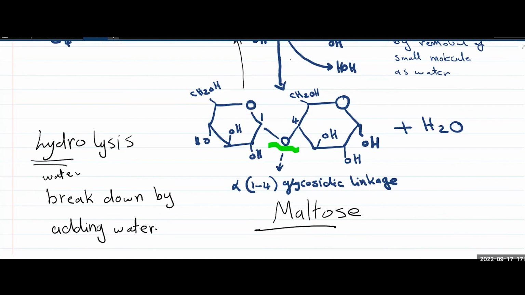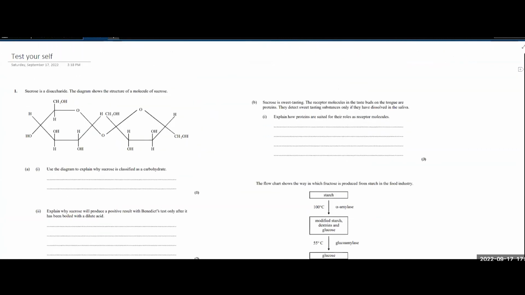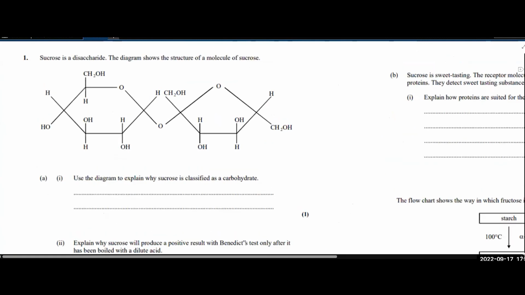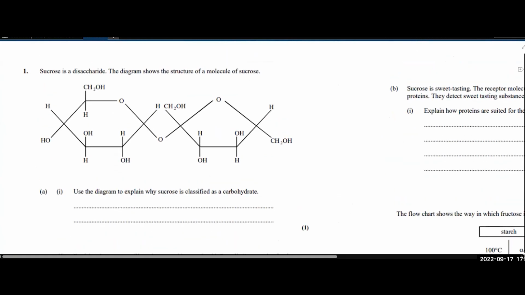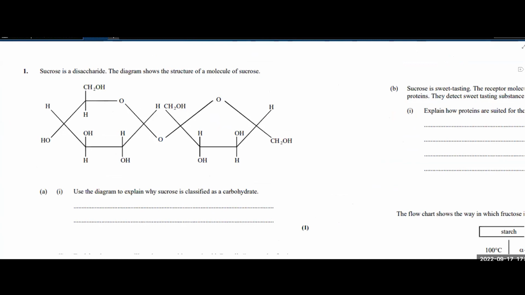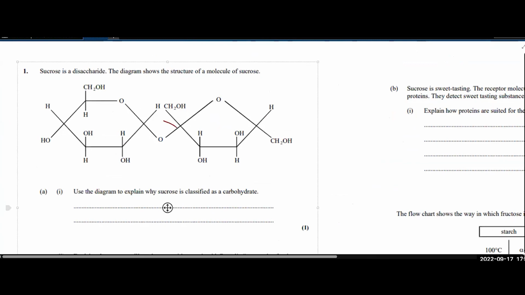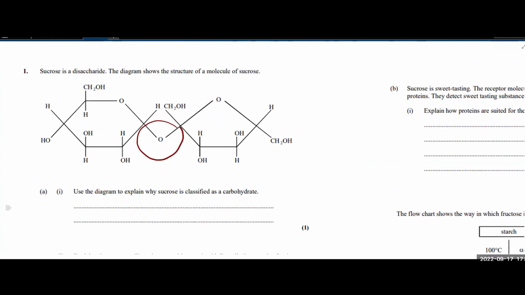Before leaving, we have to test ourselves, right? Let's go through some past paper questions to see if we are able to solve them or not. What is that? First of all, is it a disaccharide or a monosaccharide? I will see the glycosidic linkage. It will be a disaccharide. Is it maltose or not? Say yes or no. Yes, Tasneem, you are correct.